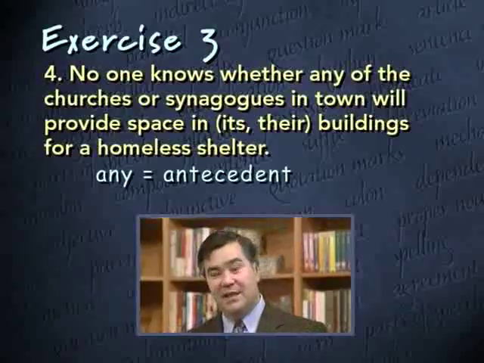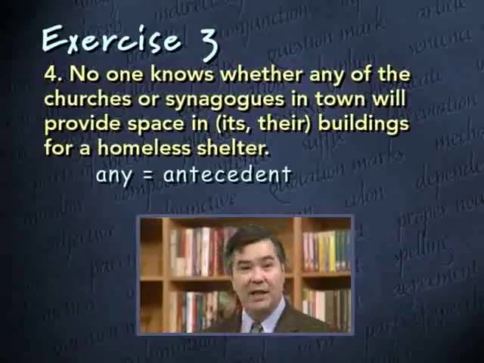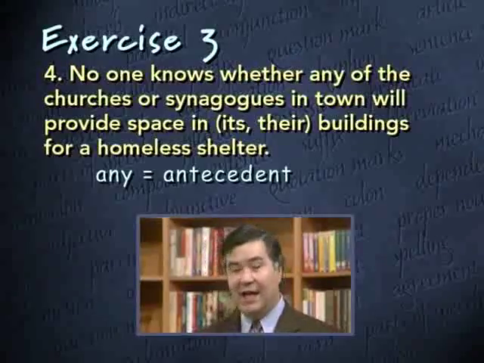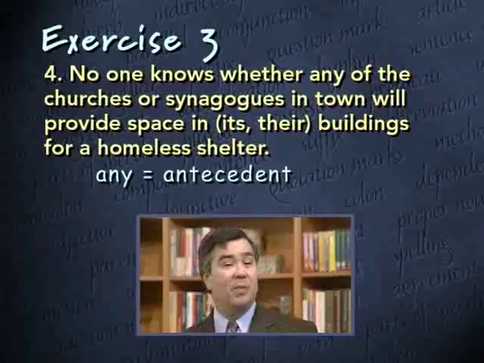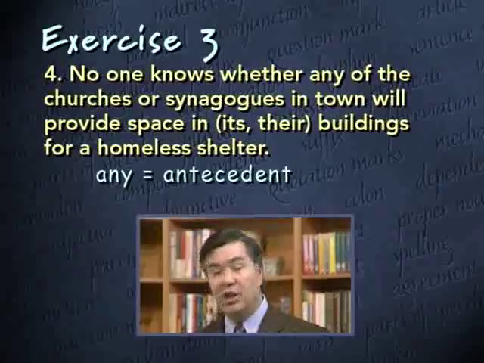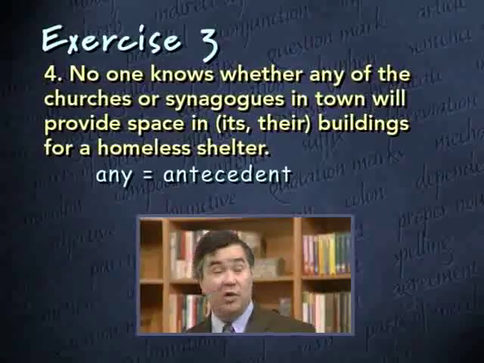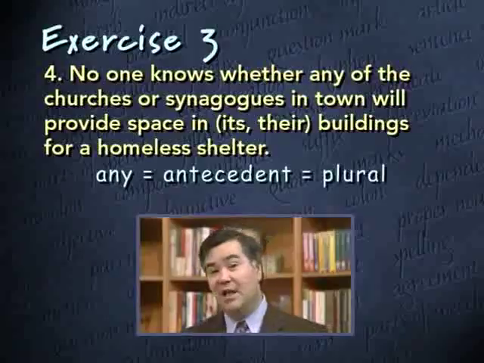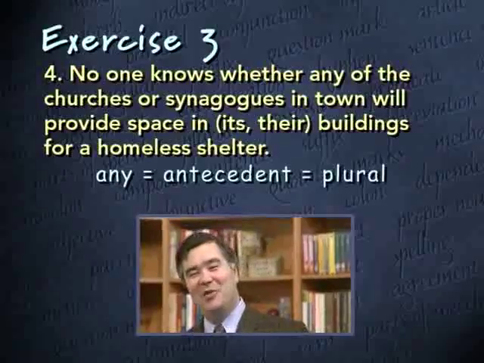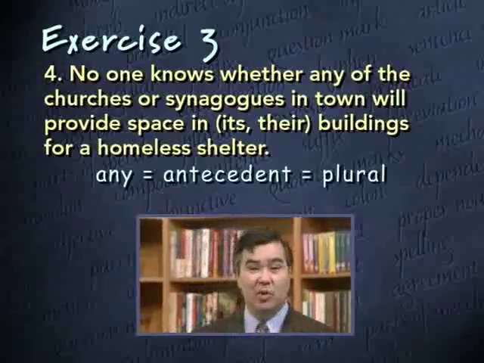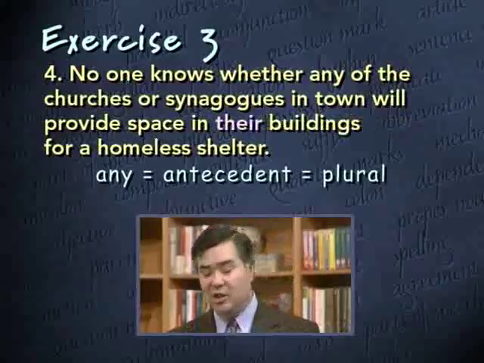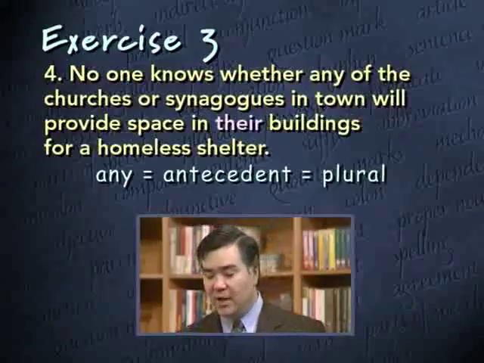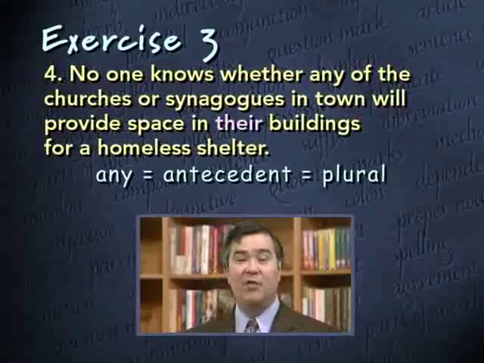Here, the same-num pronoun any is followed by the prepositional phrase of the churches or synagogues in town. Churches, synagogues, both of those objects of the preposition of are plural. So the same-num pronoun any is also plural in this particular context. So therefore, the pronoun that refers back to any later in the sentence should also be plural, their. The sentence should read, no one knows whether any of the churches or synagogues in town will provide space in their buildings for a homeless shelter.